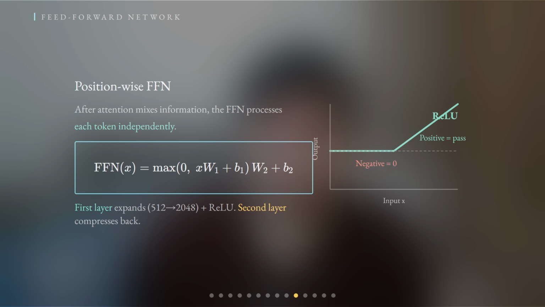Look at this graph. On the left side, everything negative is clamped to 0. On the right side, the value passes through unchanged. This is the activation function. Simple, but it introduces the non-linearity that allows the network to learn complex patterns. Without this non-linearity, stacking multiple layers of attention would just be equivalent to one big linear operation.